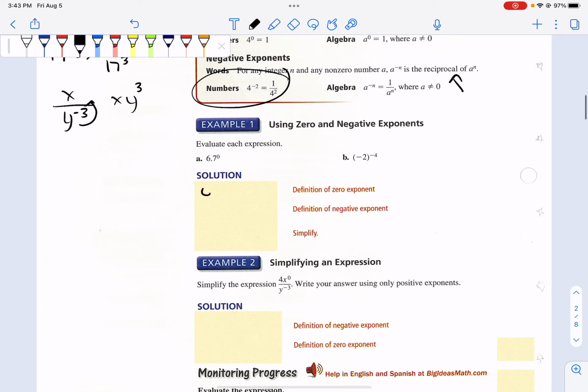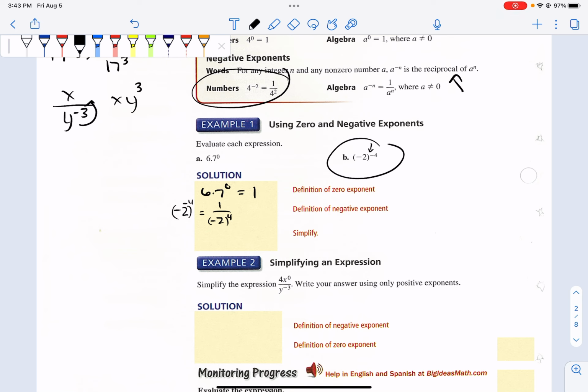So example A, 6.7 to the 0. It doesn't matter that there's a decimal. It doesn't matter if it's a fraction. Anything to the 0 is equal to 1. All right? Example B, -2 to the -4th. All right, well, I told you to get rid of the negative up there in the exponent, I move it to the bottom. So that -2 to the -4th is equal to 1 over negative 2 to the positive fourth. And that's important, okay? The negative with the 2 doesn't change to a positive. The only negative that changes is the negative on the exponent.